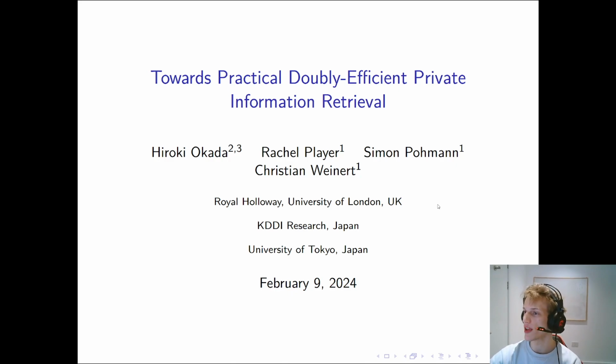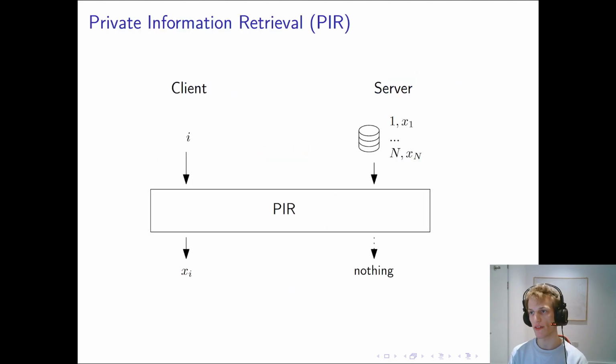Before we start talking about doubly efficient private information retrieval, maybe I'll give a short overview on standard private information retrieval. The whole idea is that we want to query a database obliviously. So imagine a scenario where you have a client and a server, and the server contains a database of N entries, x1 to x capital N, and the client has an index i and wants to retrieve the ith element from this database, namely xi.